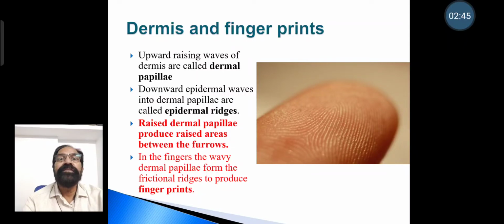Upward rising waves of dermis are called dermal papillae. Downward epidermal waves into the dermal papillae are called dermal ridges. Raised dermal papillae produce raised areas between the furrows. In the fingers, the wavy dermal papillae form frictional ridges to produce the fingerprints. You can see in the picture the fingerprint.